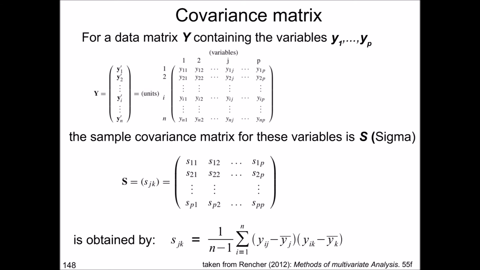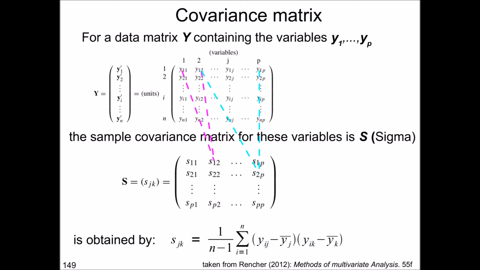And you see that it's also called sigma, and it is smaller than our initial matrix. What it contains is the covariance for each pair of variables. For example, S12 is the covariance between variable 1 and 2. S1p is the covariance between variable 1 and p. S2p is the covariance between variable 2 and variable p. And here is shown how this is calculated.